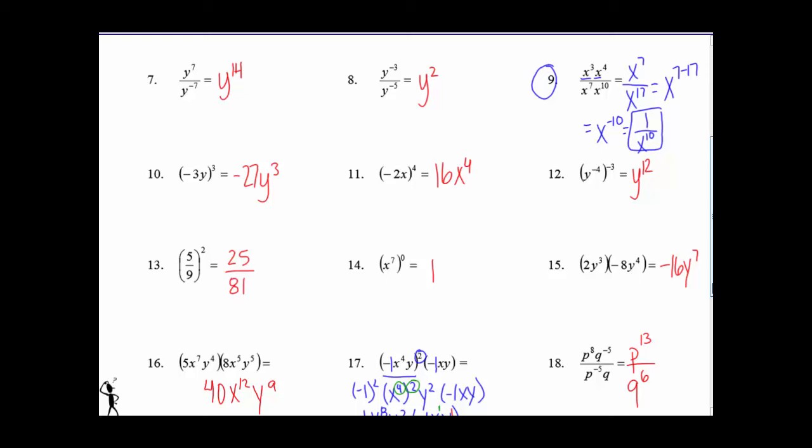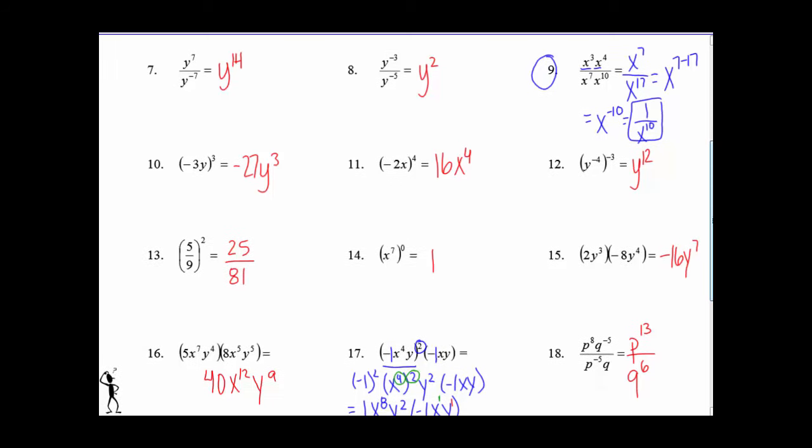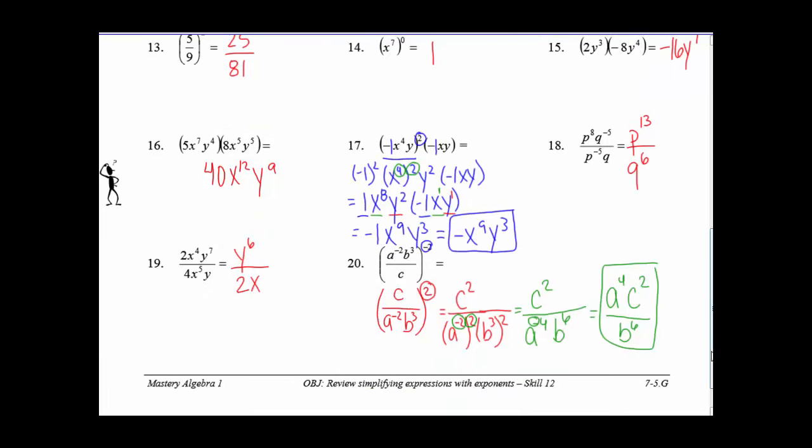Number 11, 16 x to the 4th. Number 12, y to the 12th. Number 13, 25 over 81. Number 14 was just 1. 15, negative 16 y to the 7th. 16, 40 x to the 12th, y to the 9th. 18, p to the 13th over q to the 6th. And finally, number 19, y to the 6th over 2 to the x.